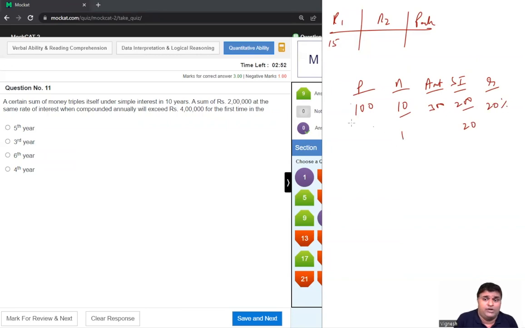A sum of 2 lakhs at the same rate of interest, when compounded annually, will exceed 4 lakhs for the first time when? Same amount, 2 lakhs, has to cross 4 lakhs. So I divide and get 2. The question is when 1.2 to the power n is going to cross 2 for the first time.